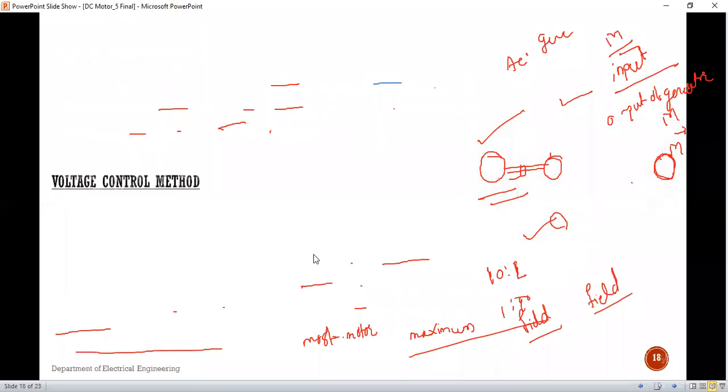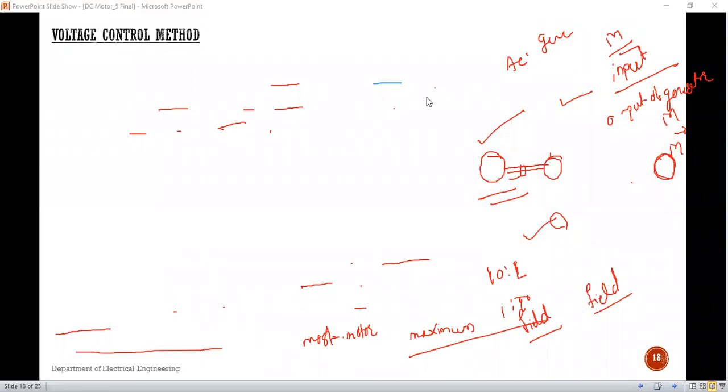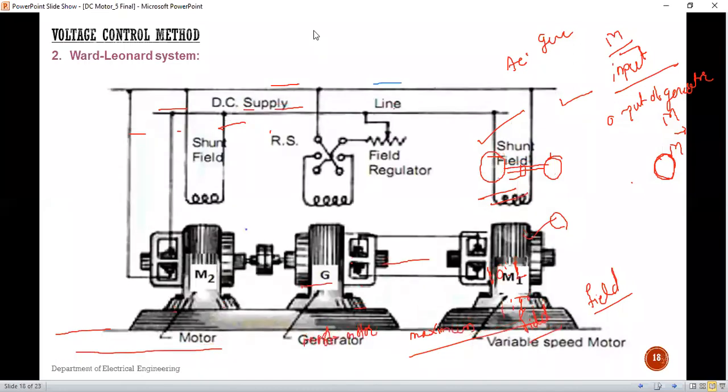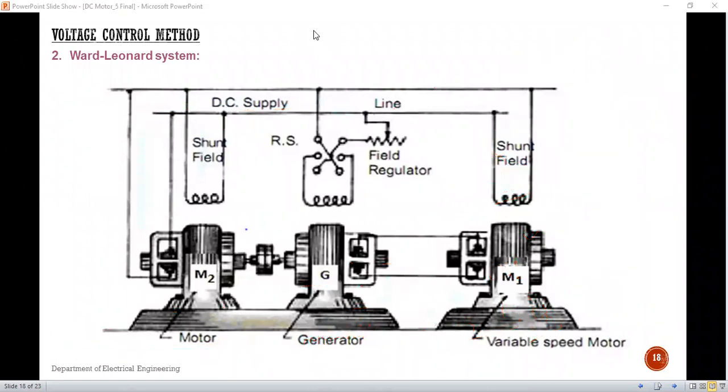See here, this is the actual setup of the speed control technique of a DC motor by Ward-Leonard system. See here, this one is the positive and negative supply. Suppose this one is the positive, this one is the negative. Ha DC supply hai. So this is a constant DC supply. Okay, ha ek constant DC supply hai.